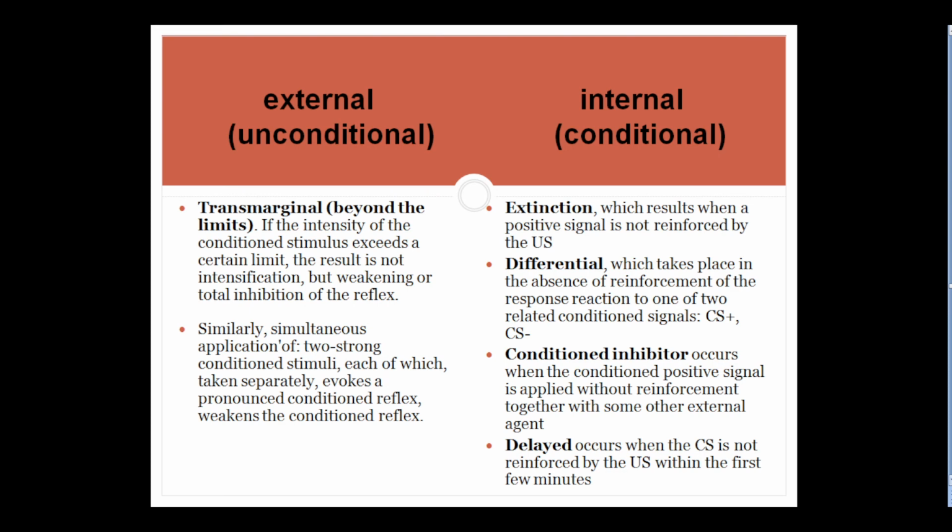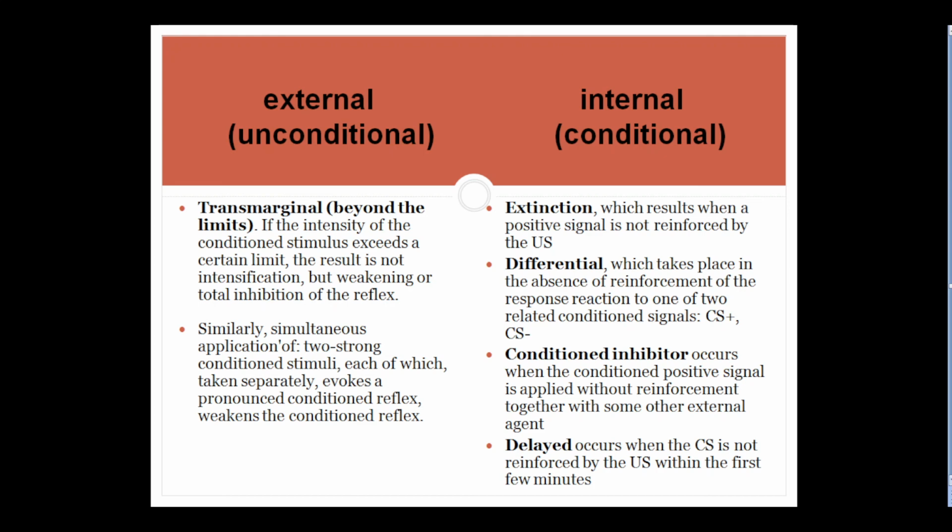And two more examples are the differential and conditioned inhibitor. Differential, this is what happens at the stage of generalization followed by differentiation or specialization. There are two stimuli which are alike, but only one is supported by the unconditioned stimulus. At the first phase, as you remember, the animal will be reacting to both since they're pretty much the same. But after some time, the dog will learn how to differentiate, and the other stimulus, which is not supported, will not bring you the response.